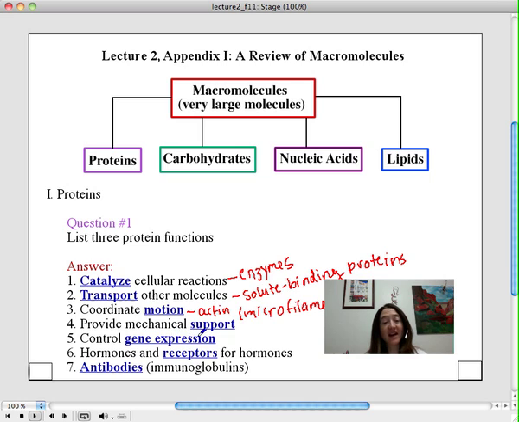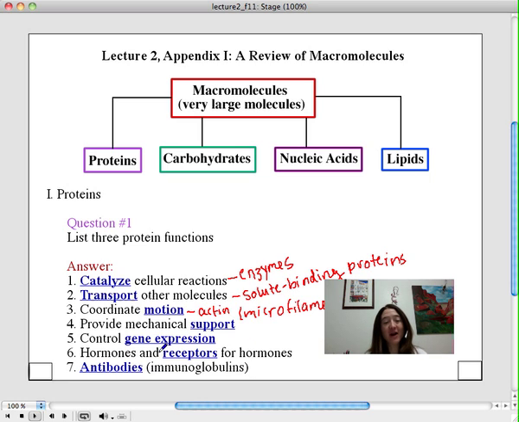Proteins can also provide mechanical support. They can provide structure. We talk about microtubules playing that role, as well as intermediate filaments inside of eukaryotic cells more often than prokaryotes. They can help control gene expression. And in fact, it turns out that proteins can literally sit upstream of genes and control whether or not those genes are turned on or turned off.